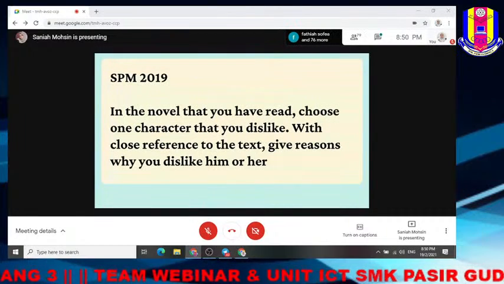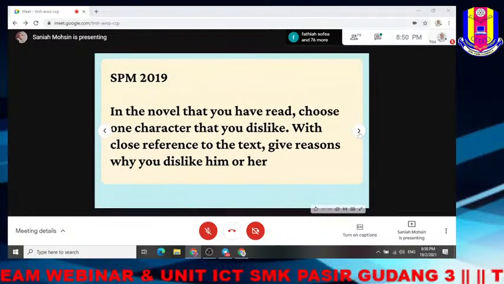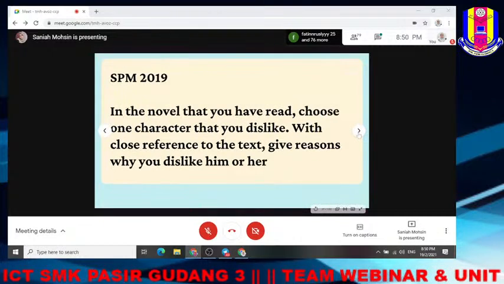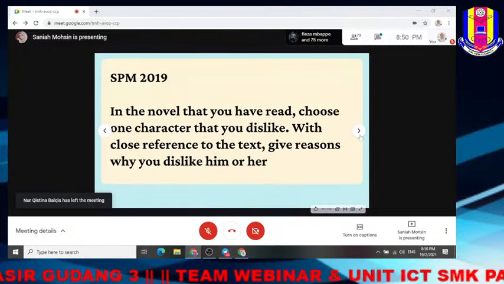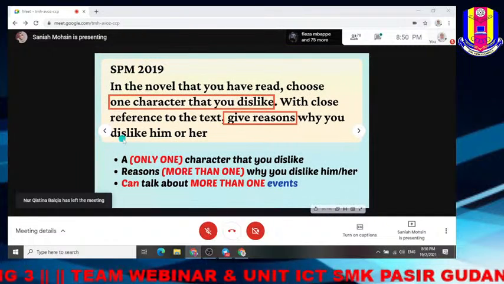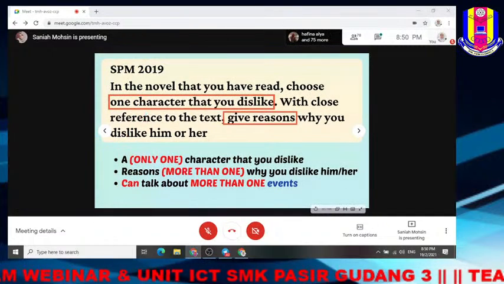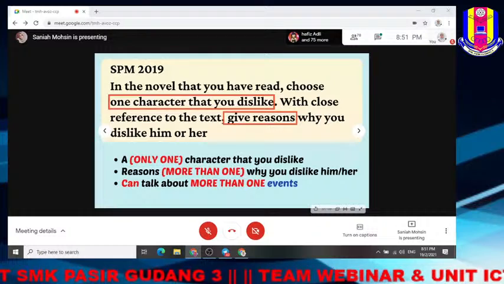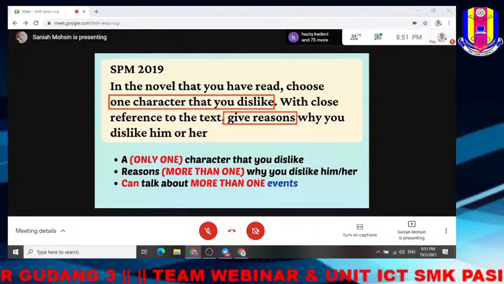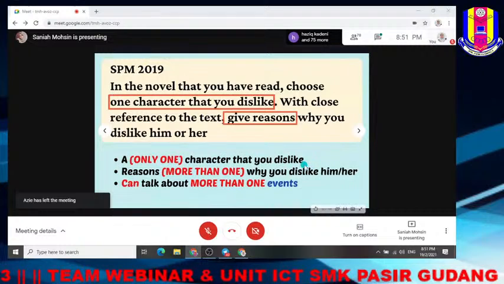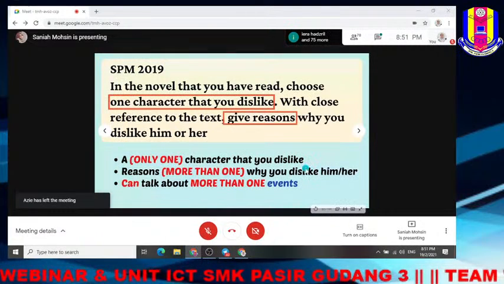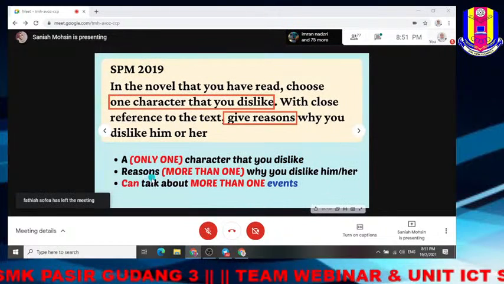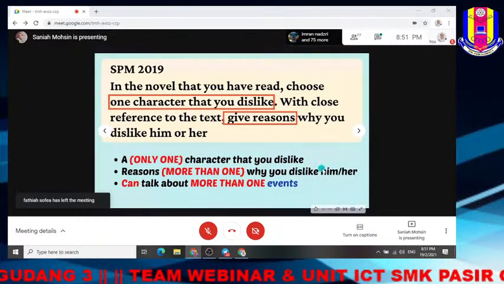So don't worry. For this question, we can also use the same event. Cuma cara kita fikir je, kita ubah sikit. Kita jadi transformer. Okay, so kita analyse dulu this question. First of all, what you need to do is one character that you dislike. Bila dia kata one character, tak boleh cakap lebih, only one. Jangan tulis beberapa character. And then dia kata you dislike. That means you must talk about this character negatively. Dislike ni maksudnya kamu tak suka. And then the next one, reasons why you dislike him or her.